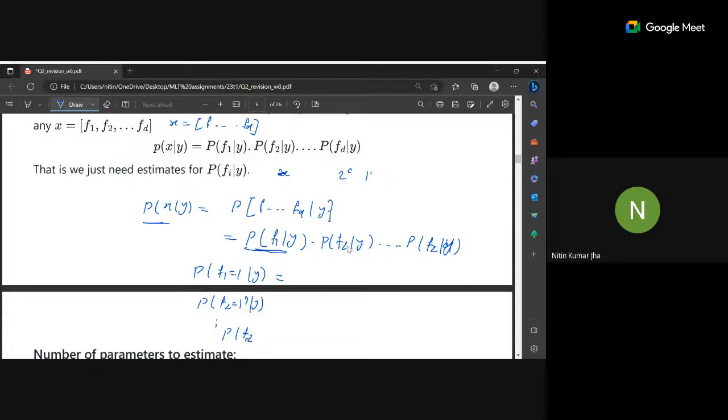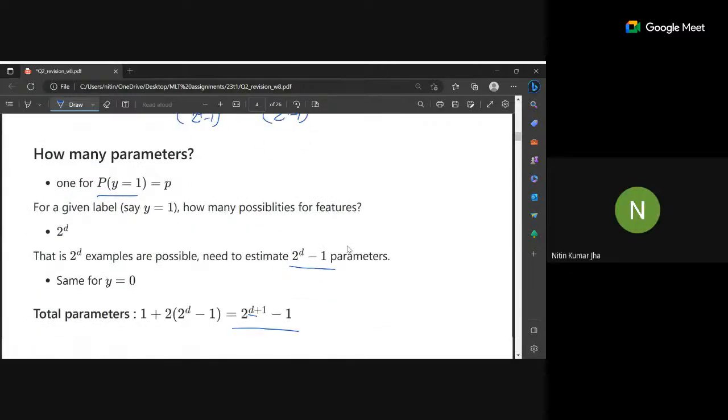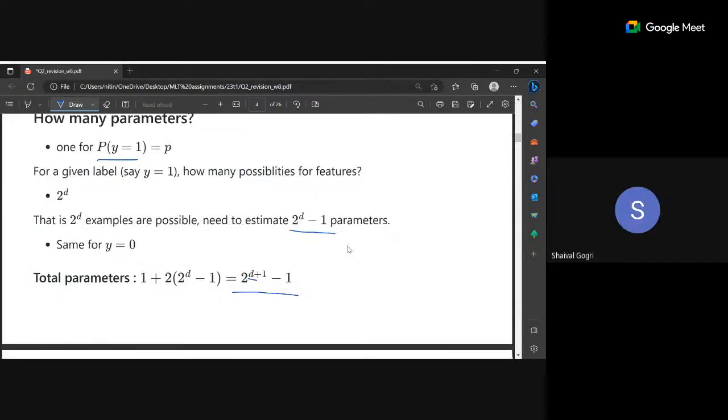Can you explain this part once again, please? The 2 power d minus 1 and 2 power basically d. Up to this part, is it clear how this 2 raised to the power d plus 1 minus 1 is coming up? Yes. Okay.